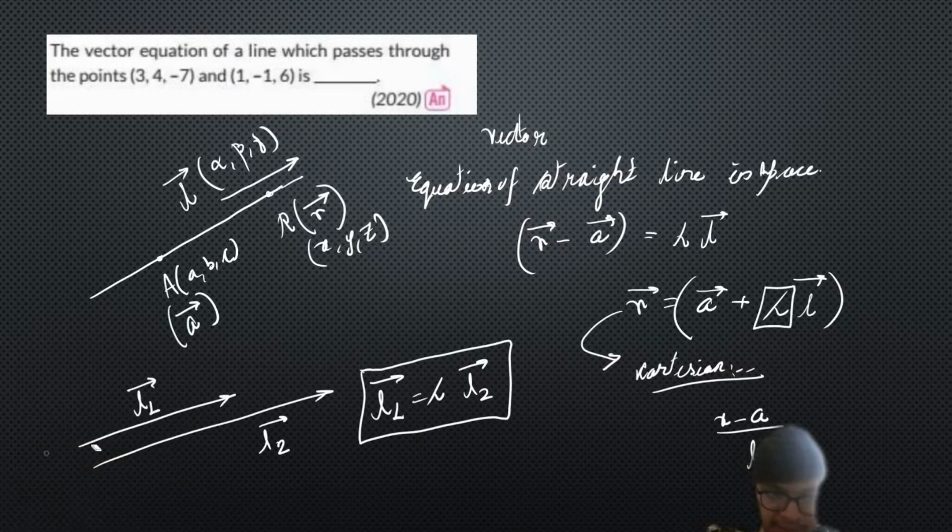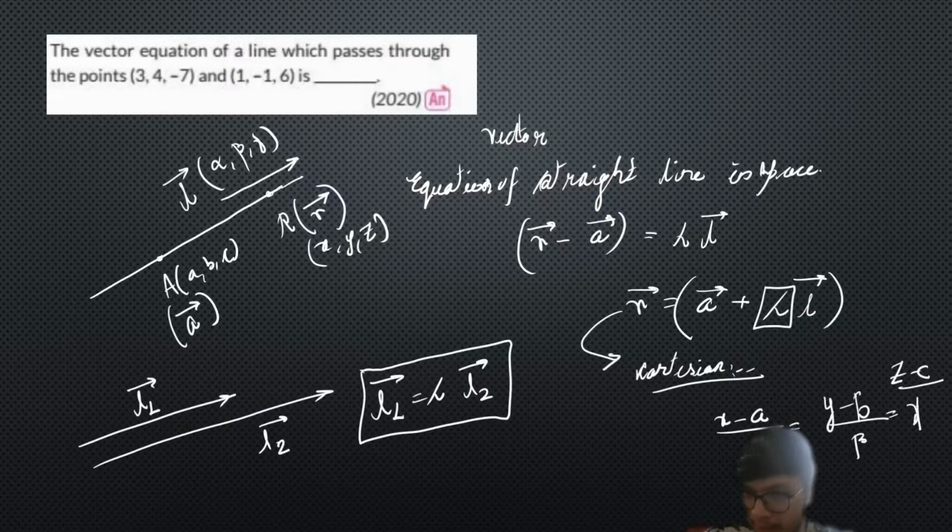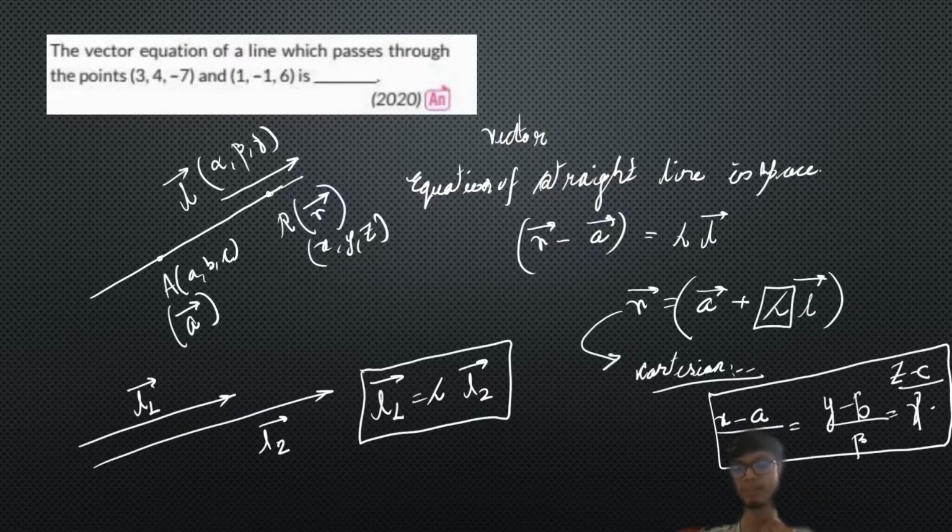The x coordinate of the direction ratio is given as alpha. So (x minus a) divided by alpha is equal to (y minus b) divided by beta is equal to (z minus c) divided by gamma, right? That is how we get the equation of a straight line in Cartesian form.